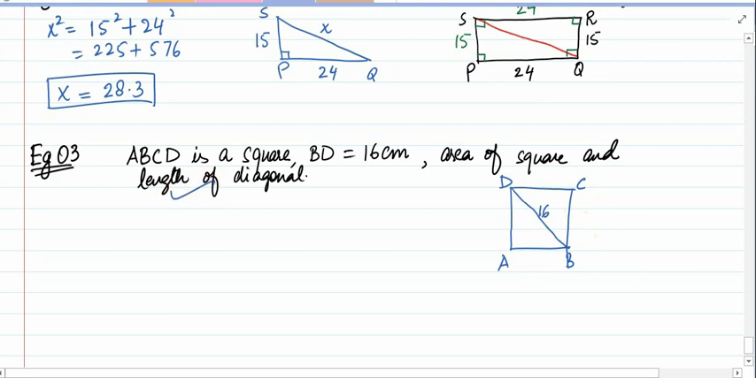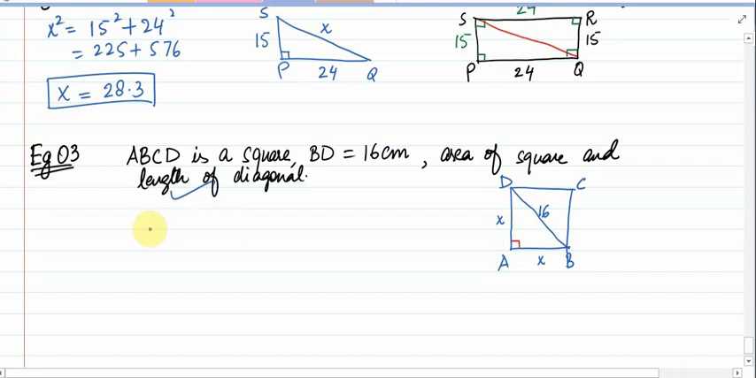We need to find the area. If the length of AD is, let's suppose, X, then the length of AB is also X, right? Because all sides in a square are equal and this angle is 90 degrees. So first step, we need to find the value of X.